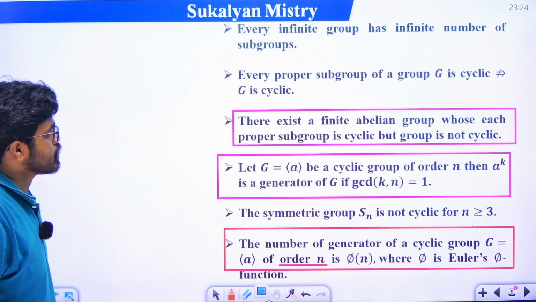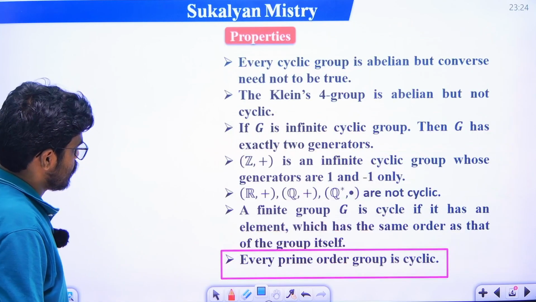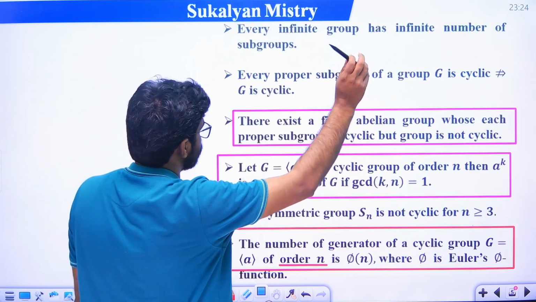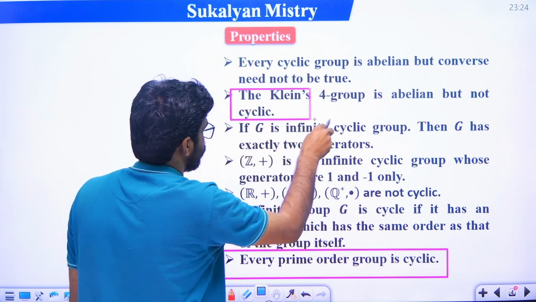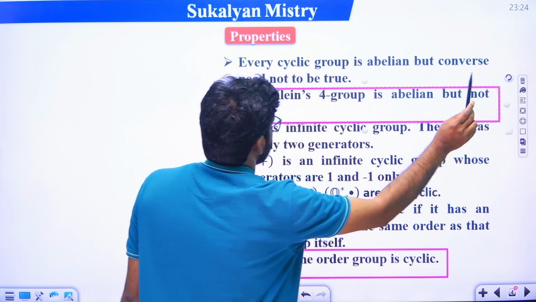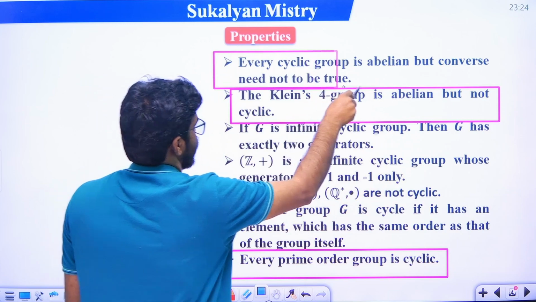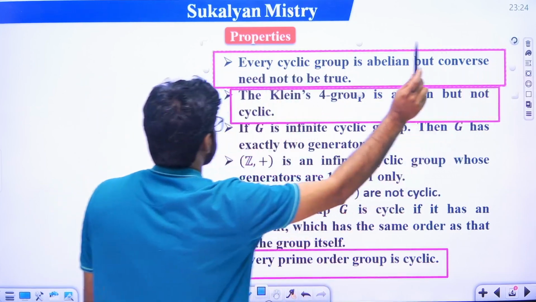Okay, so next one is, these are the basic knowledge. Klein's 4 group is abelian but not cyclic. Okay, this is very important, every cyclic group is abelian but converse is not true.